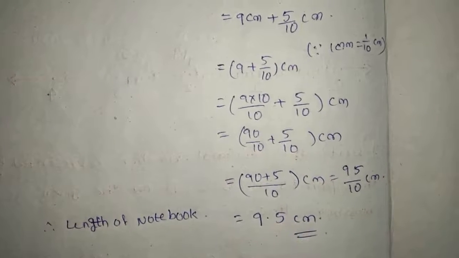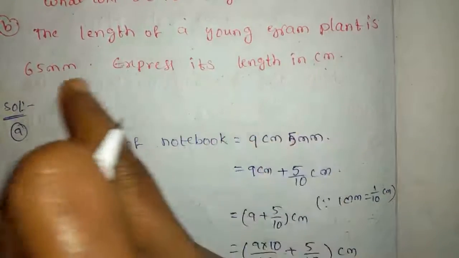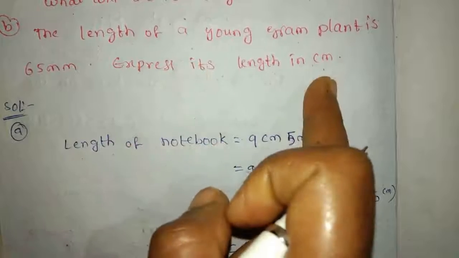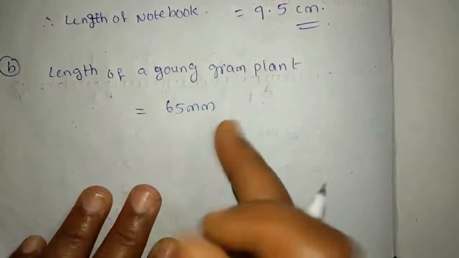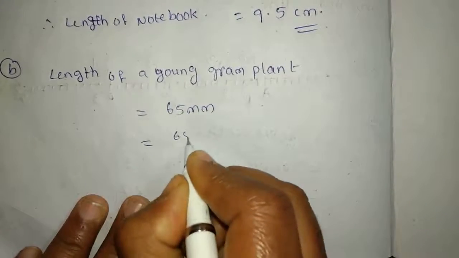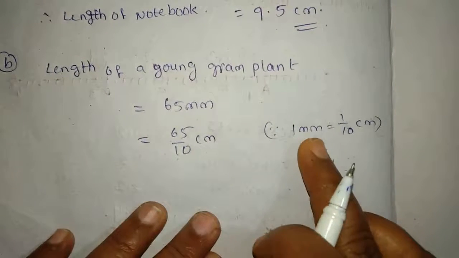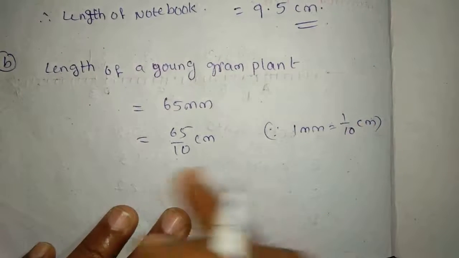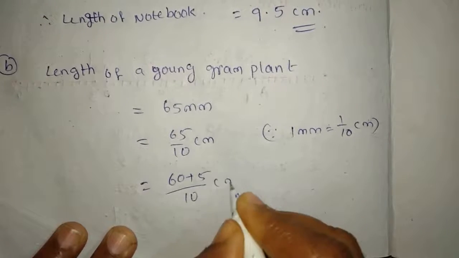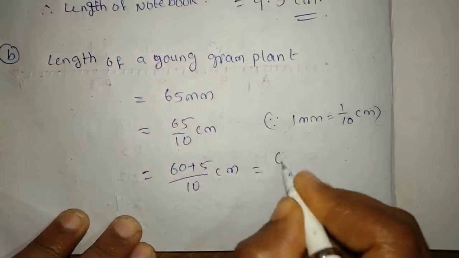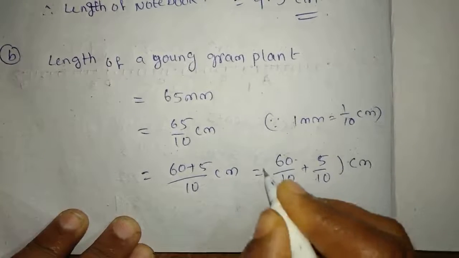Now the next one, B. The length of a young gram plant is 65 mm. Express its length in cm. So the length of the young gram plant is 65 mm. It can be written as 65 by 10 cm. Since 1 mm is equal to 1 by 10 cm, it can be written as 60 plus 5 by 10 cm. It is equal to 60 by 10 plus 5 by 10 cm.